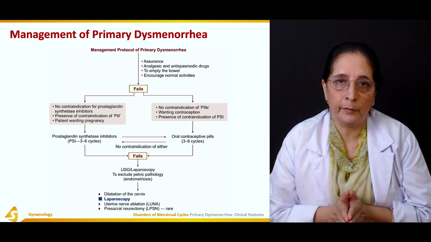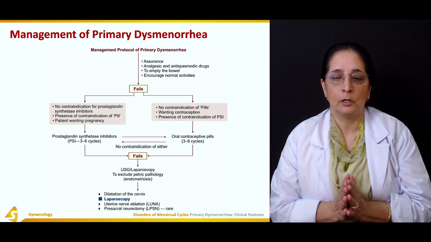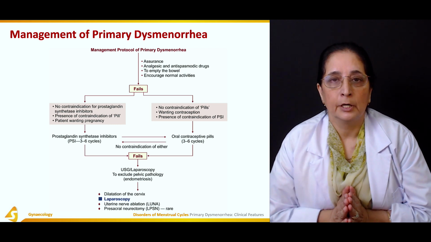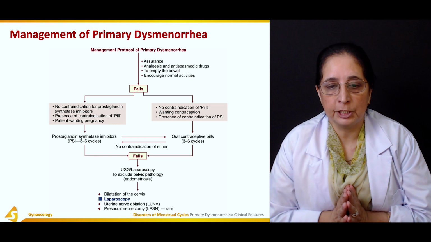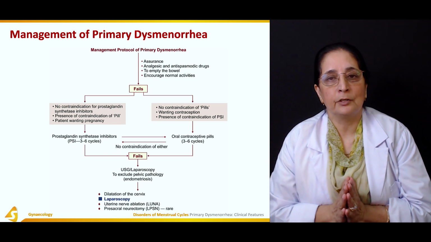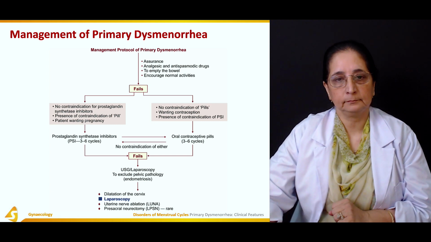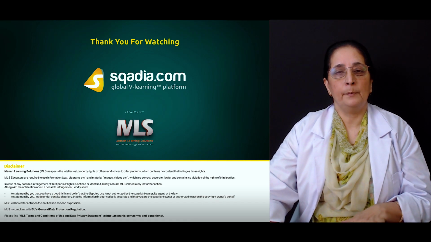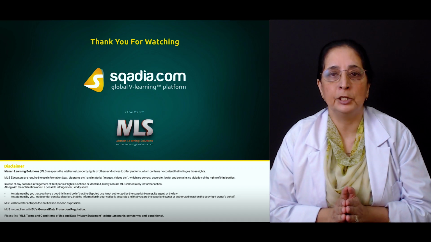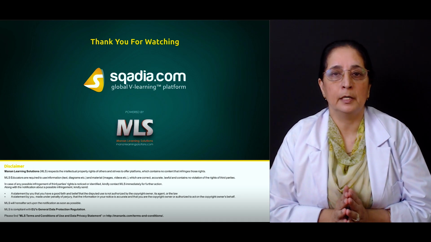If all these fail, then we should go for surgical measures, which include laparoscopy, dilation of the cervix, uterine nerve ablation, and presacral neurectomy, which is rare but can be tried. So that was all about the clinical symptoms, treatment, and management of dysmenorrhea.